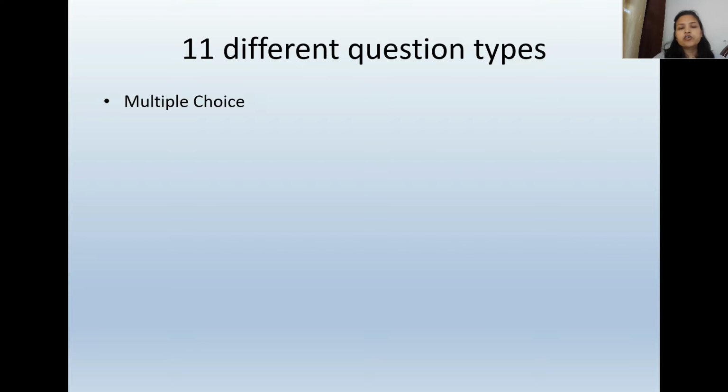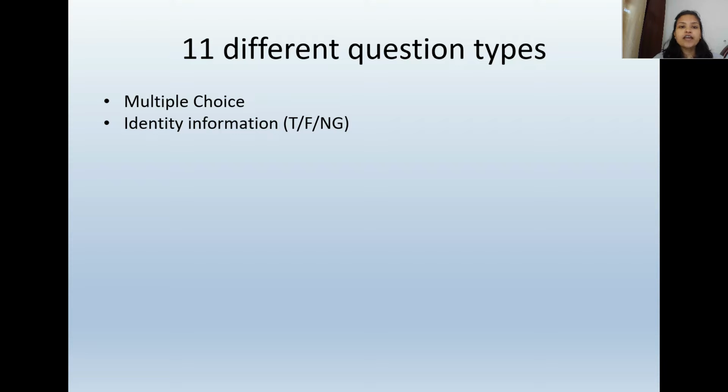First one is multiple choice question. In this you have one question and you have 4 to 5 answer choices. Means you have to select out of those choices only one, right?